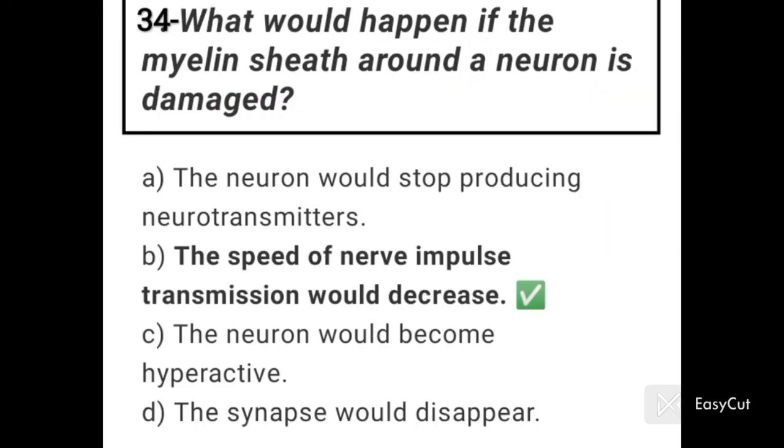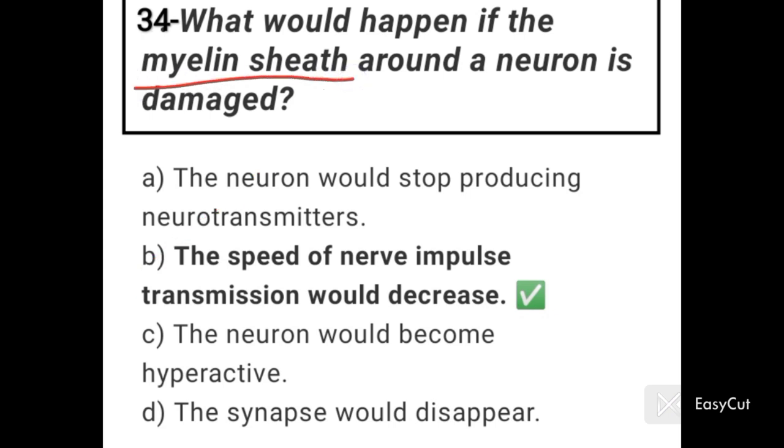Question number 34. What would happen if the myelin sheath around a neuron is damaged? एक्सॉन के अराउंड माइलिन शीथ प्रेजेंट होती है. अगर वो माइलिन शीथ डैमेज हो जाए तो क्या होगा? द स्पीड ऑफ नर्व इम्पल्स ट्रांसमिशन वुड डिक्रीज बिकॉज दिस माइलिन शीथ इज रेस्पॉन्सिबल टू स्पीड अप द नर्व इम्पल्स.